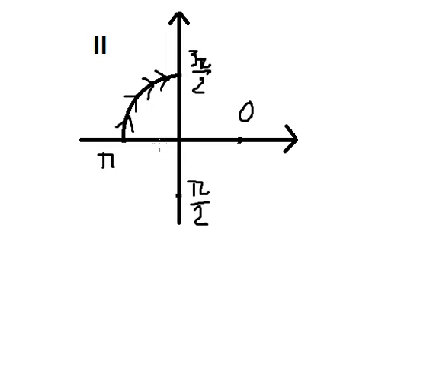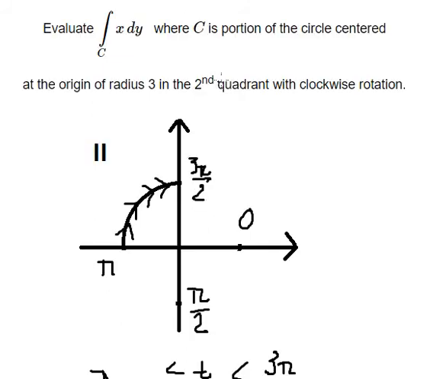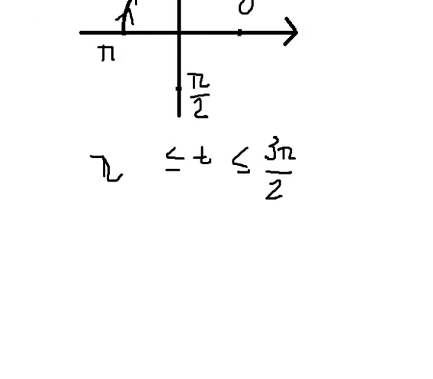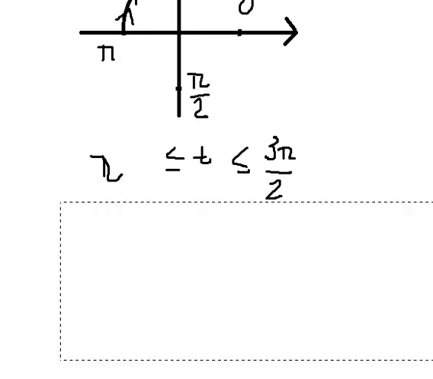And now the bounds of t, that should be from π to π over 2 or 3π over 2. So the next one we need to do is this one in here.